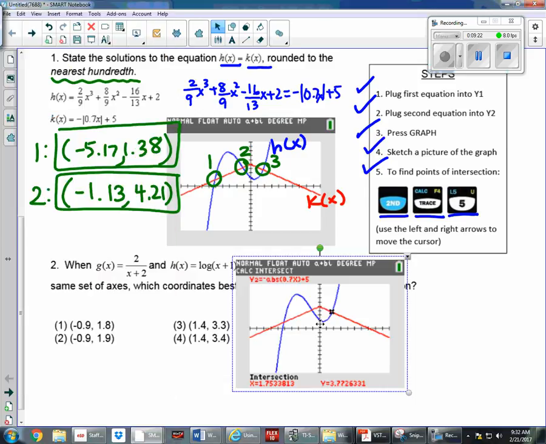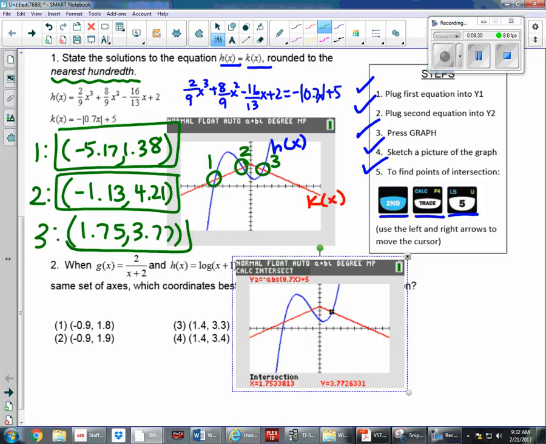So my third point of intersection to the nearest hundredth is 1.75, comma 3.77. Those are my 3 answers. I could not have found them without factoring.